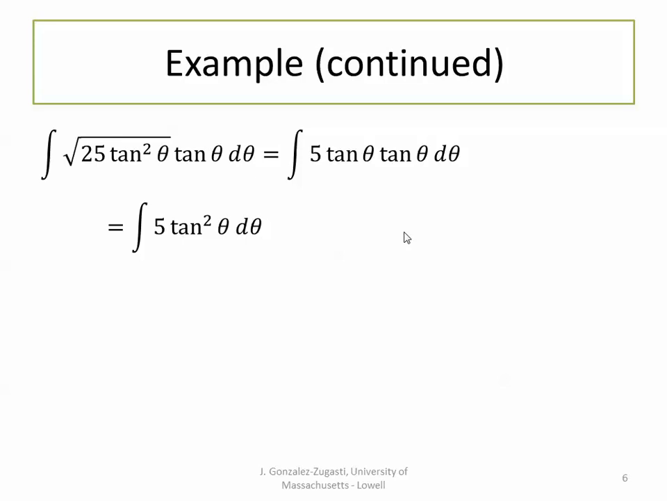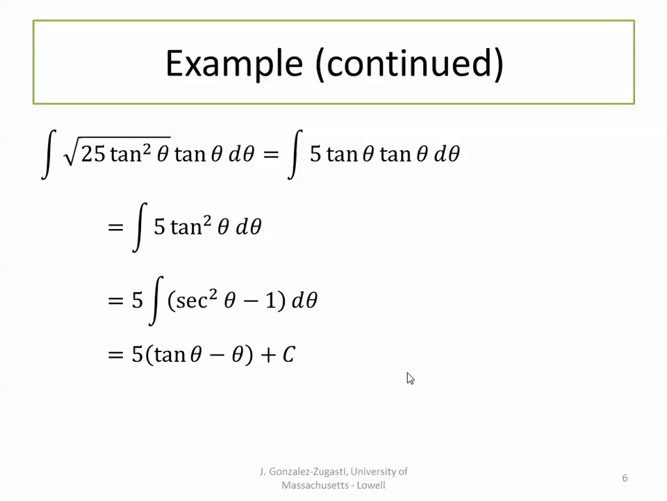Now hopefully by now you've discovered that if you want to evaluate the integral of tangent squared theta, what you want to do is rewrite tangent squared theta as secant squared theta minus 1. Because once you do that, you know the antiderivative of secant squared theta is tangent theta. The antiderivative of 1 is theta. And we get our answer of 5 times tangent theta minus theta plus c.